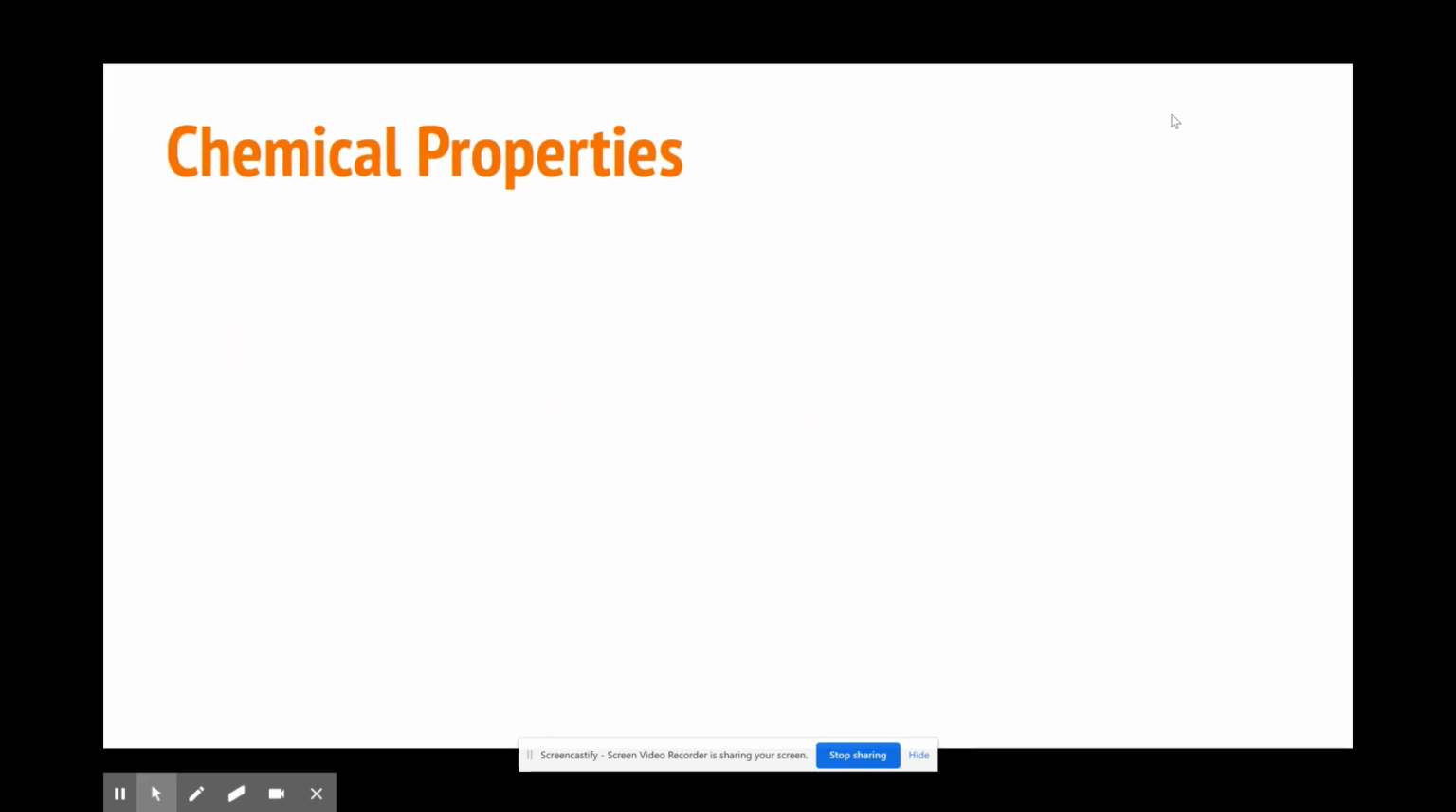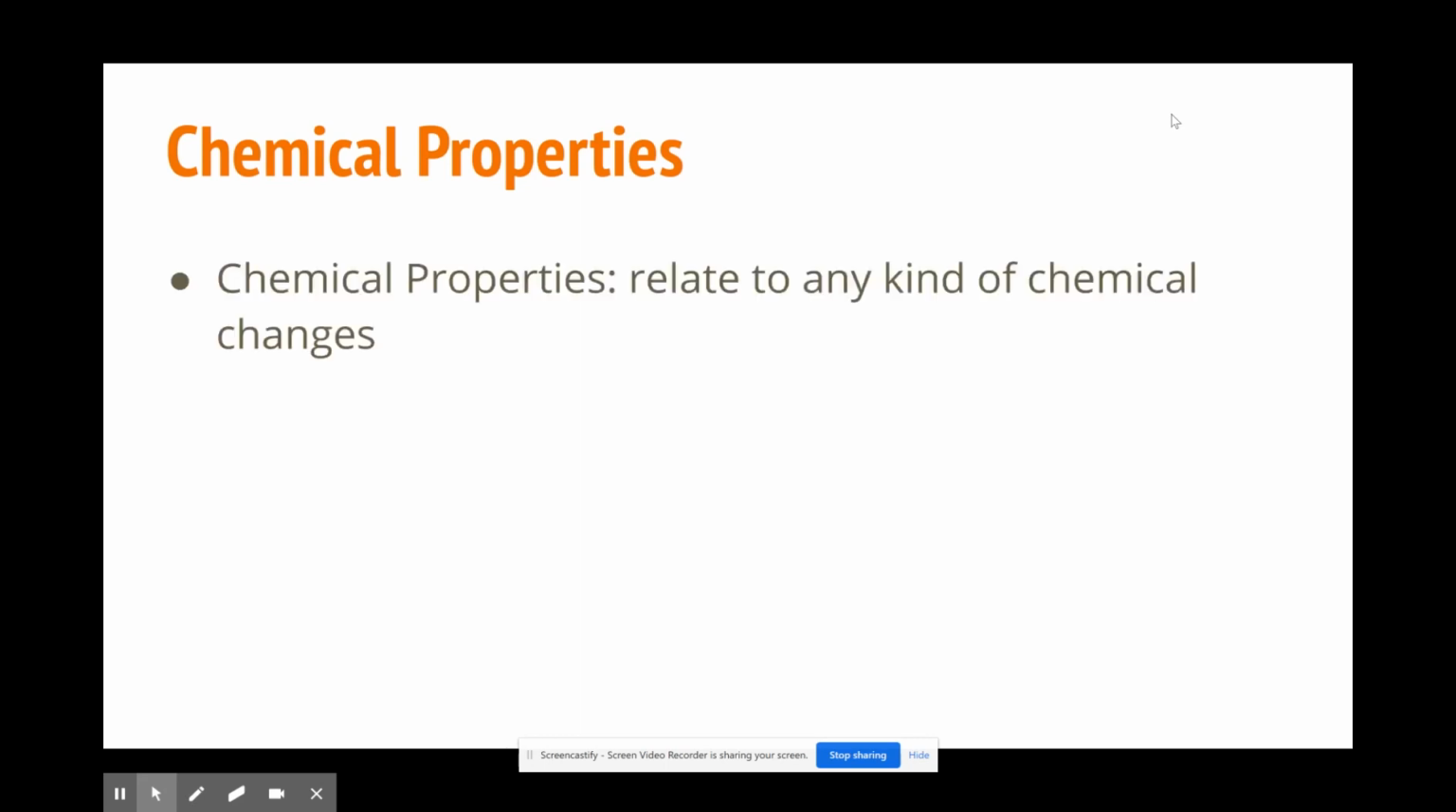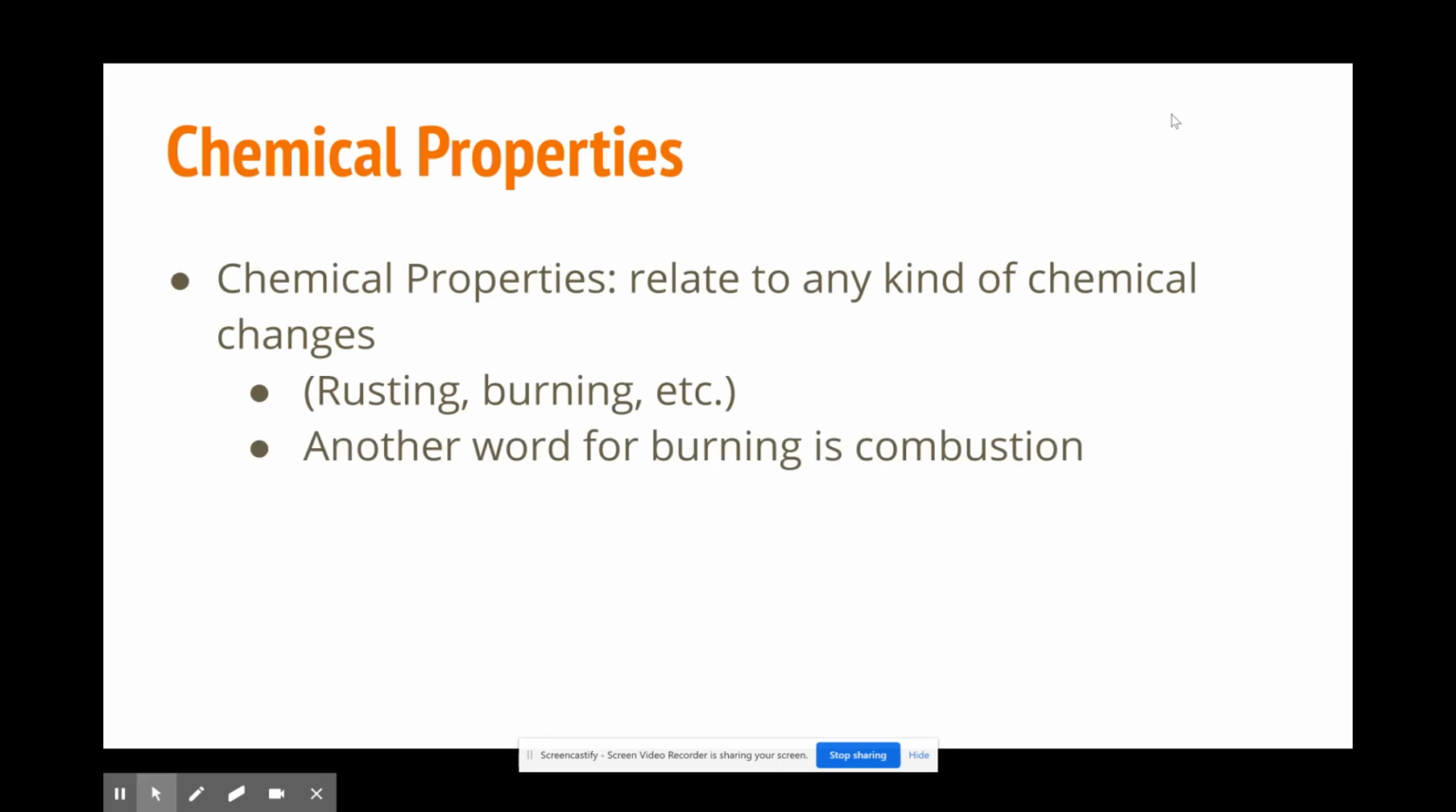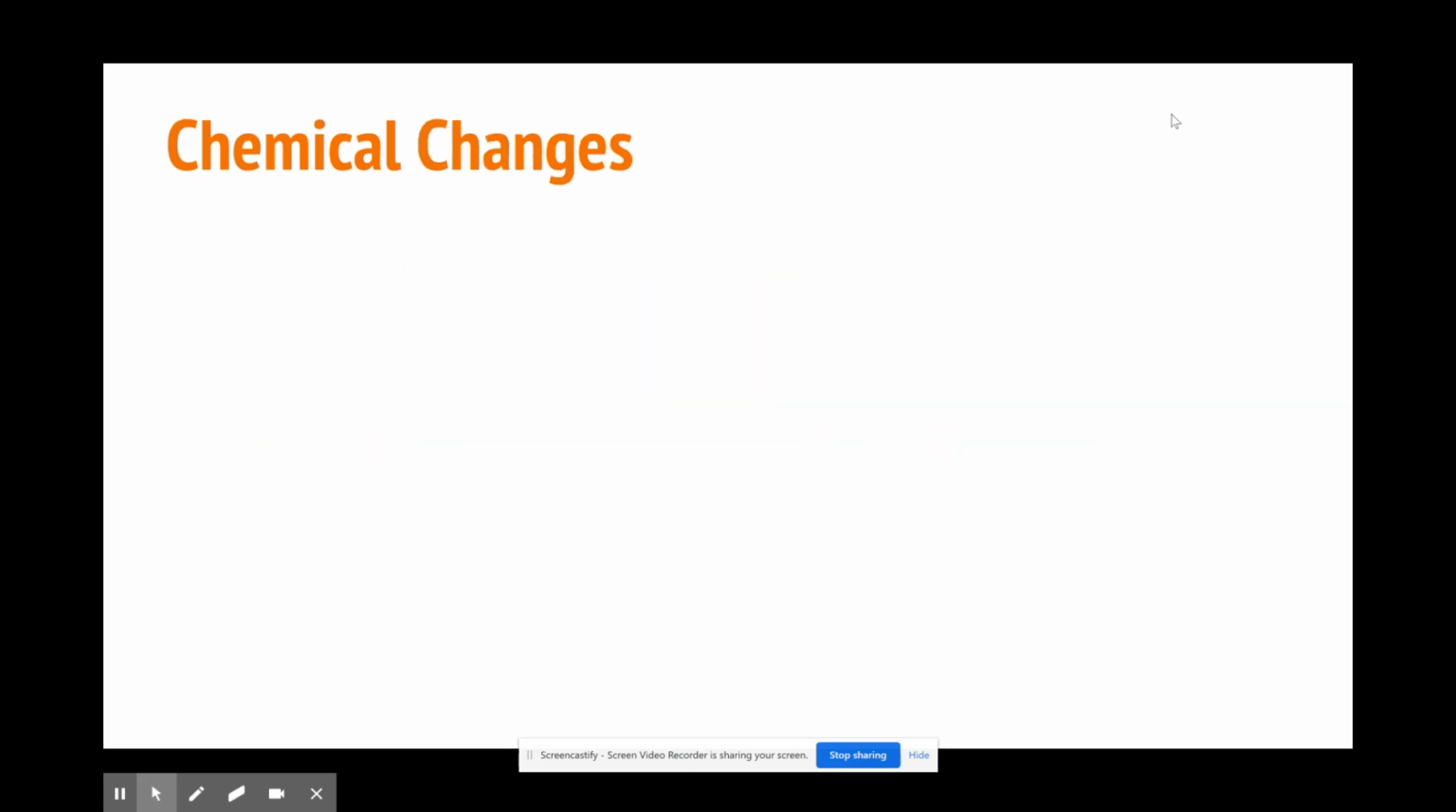Chemical properties, on the other hand, are when they relate to any kind of chemical change. If something is able to rust, or if it's able to burn, if it's able to react with something else, that is a chemical property. If I said that oxygen facilitates burning because you need oxygen for a fire, then that's a chemical property of oxygen. Another word for burning is combustion, but they're synonymous, so we could use one for the other.